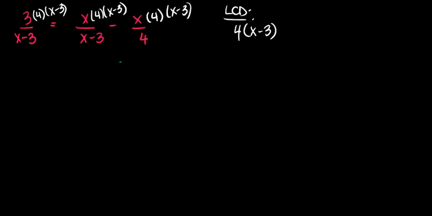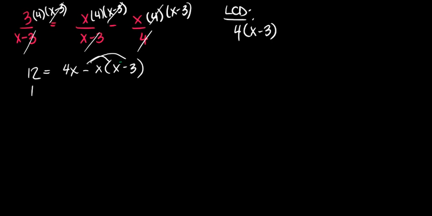So in the first term, the x minus 3 canceled out. We have x minus 3 again. In this one, we have 4s. So what's left is 12 equals 4x minus x times x minus 3. Okay. Now we can distribute this negative x: 4x minus x squared plus 3x.